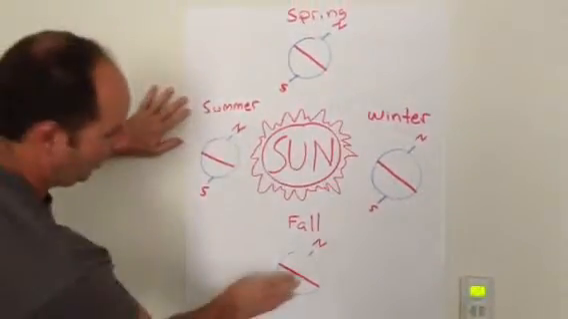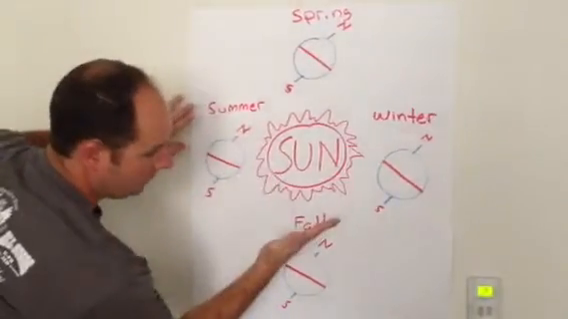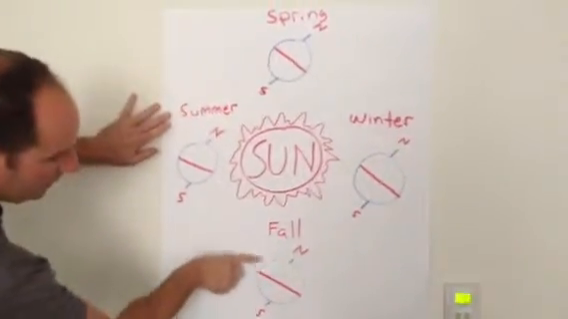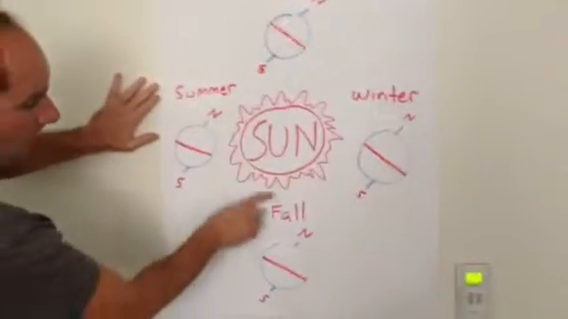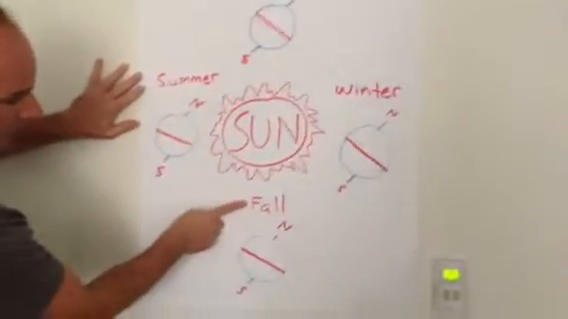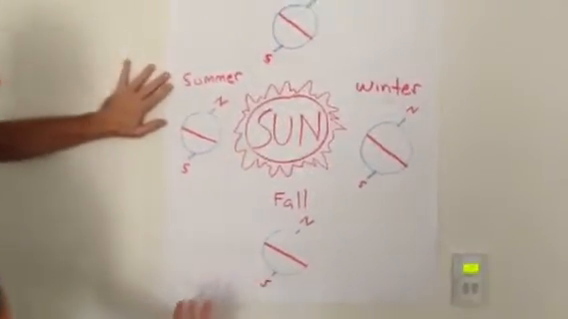Now, during the fall, the Earth is not tilted towards the sun or away from the sun, but the sun is hitting the Earth's side. So it's going to be fall in the northern hemisphere. In the southern hemisphere, it'd be spring.